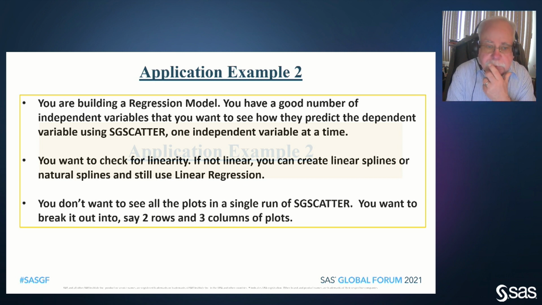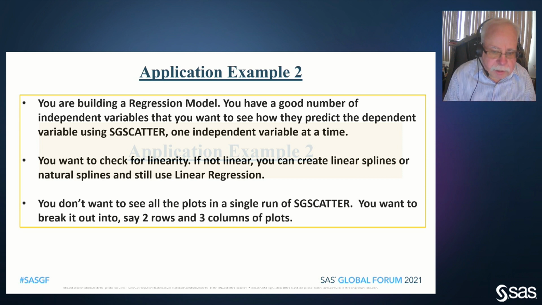So, just a simple example. Let's say you want to build a regression model. You have a good number of independent variables that you want to see how they predict the dependent variable using SGScatter. You're still going to be building a multiple linear regression, but you're just looking to see if the variables make sense or if there are issues with a variable not being linear. So you may want to try some parametric splines, which I'm not covering in this presentation.